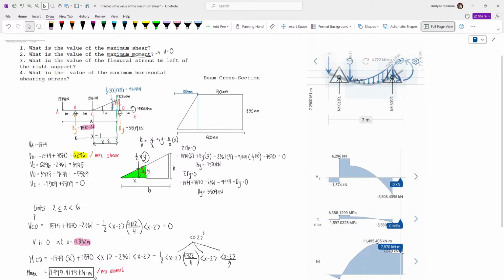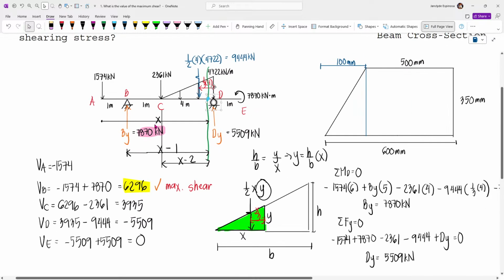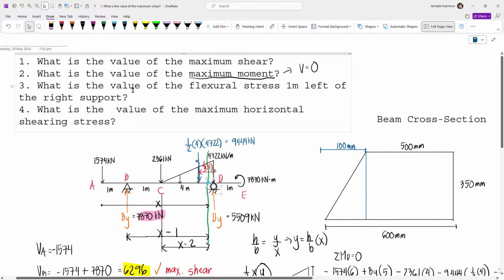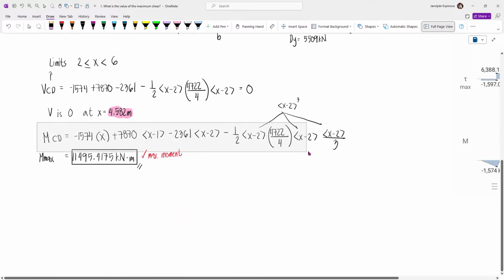By the way, the question is, what is the value of the flexural stress 1 meter left of the right support? So where is that? The right support is the roller support. Moving 1 meter to the left of that, we get the value of the moment there. Then we plug that moment into the flexural stress formula, which is MC over I. It's easier now because we already have the equation for the moment.